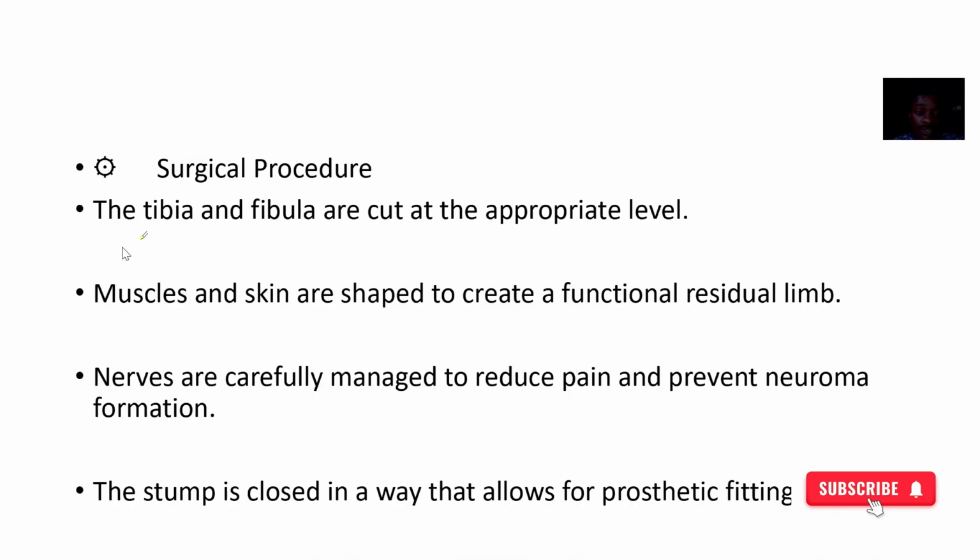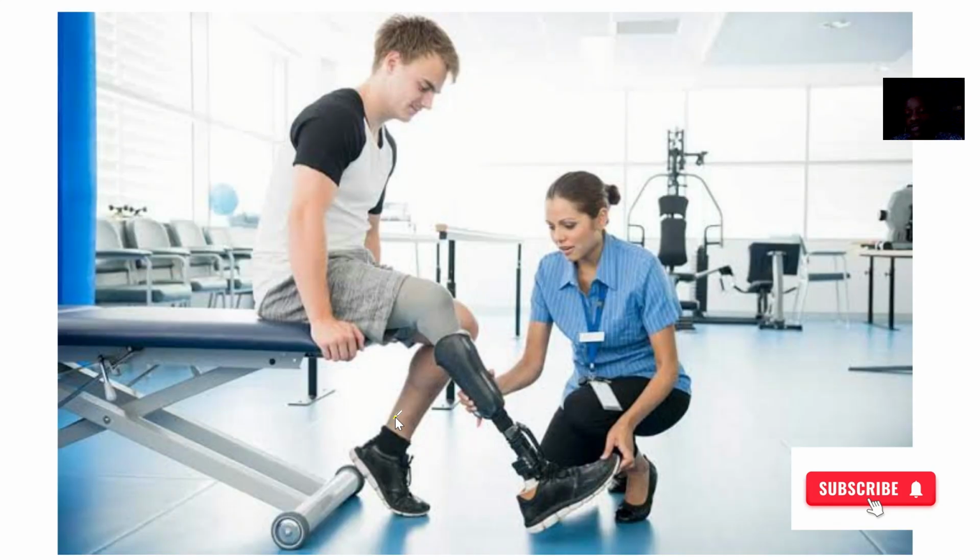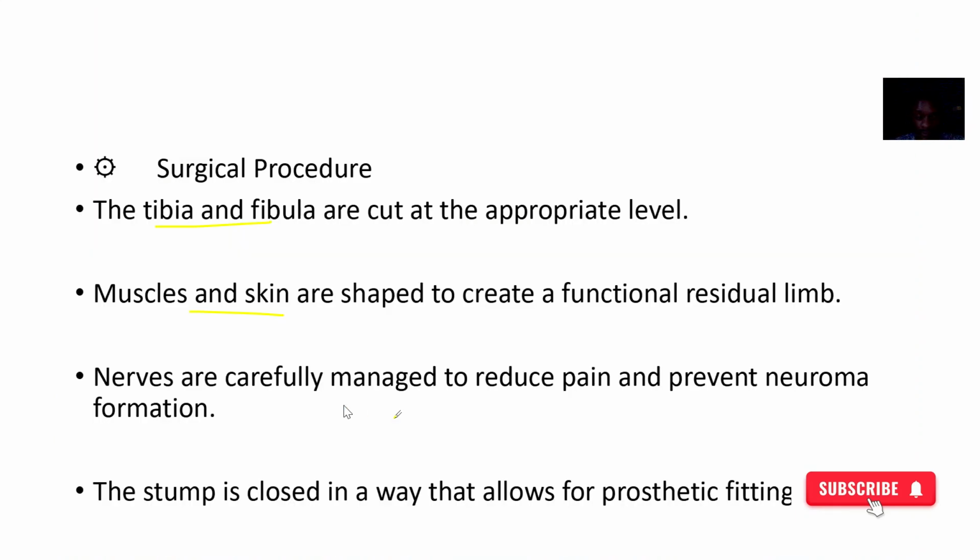So surgical procedure, we said that the tibia and the fibula are cut at the location which is best fit, and muscles and the skin are shaped to create a functional residual limb. The nerves will be managed to reduce pain and prevent any neuroma formation, you understand? So that when you put a prosthesis, it's not pressing on the nerves and causing a lot of pain and numbness. So the stump is closed in a way that allows for prosthetic fitting.